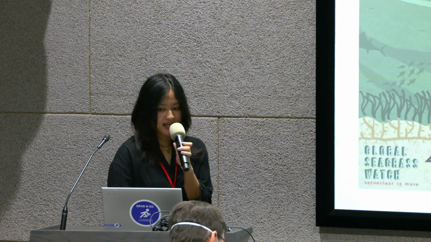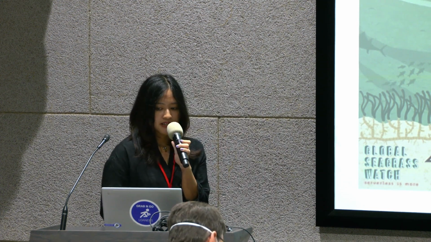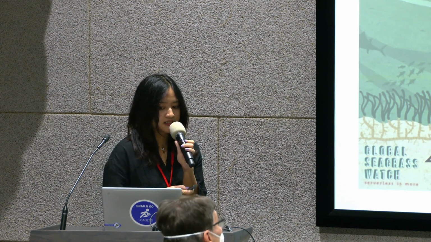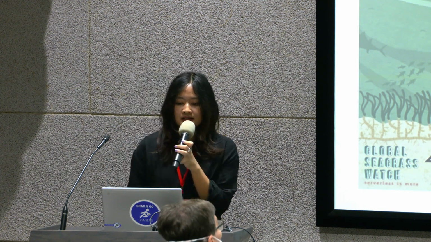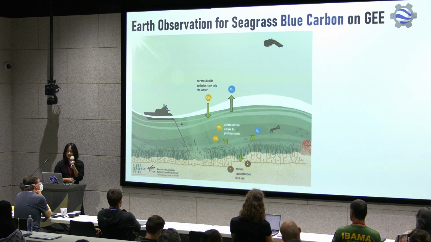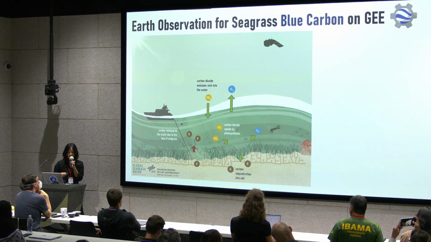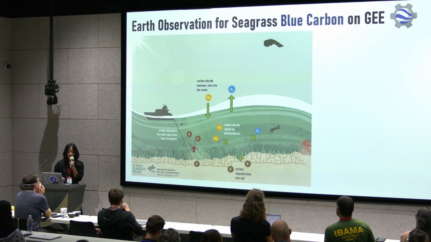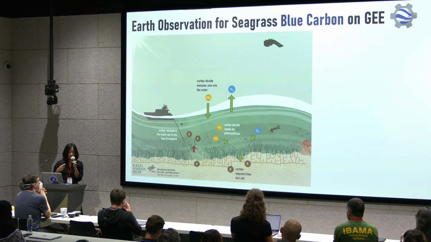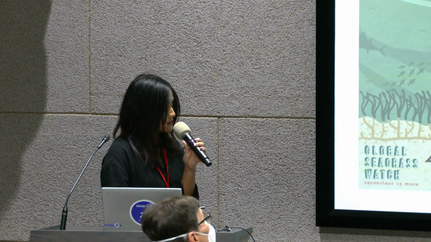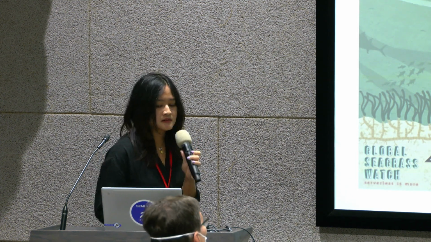Carbon dioxide sinks to the water column, and then through photosynthesis, seagrass take this carbon and sequester it into the soil, releasing oxygen, and then oxygen is sent back to the air. In this case, we have a moving anchor that is sweeping some of our seagrass meadow that causes the sequestered carbon to be released back into the water and then into the air.